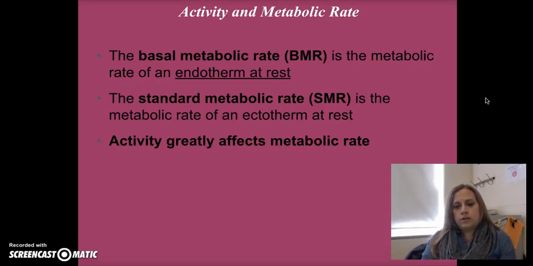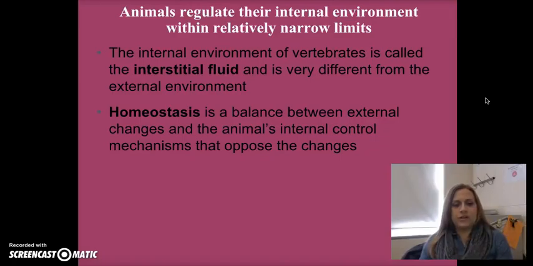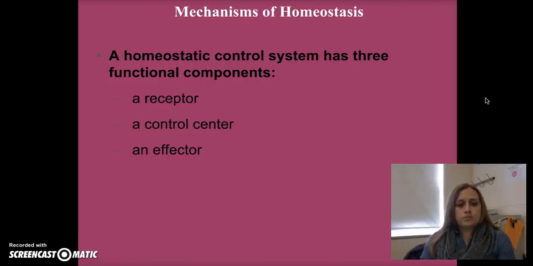And then the standard metabolic rate is the metabolic rate of an ectotherm at rest. Okay, so animals regulate their internal environment within relatively narrow limits. So we need to keep our insides within a pretty standard set of conditions. And so the internal environment of vertebrates, which is called the interstitial fluid, is going to be very different from the external environment, which tends to change pretty frequently. And so homeostasis is this balance between external changes and the animal's internal control mechanisms that oppose those changes.